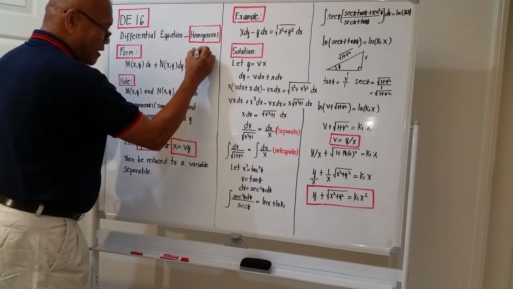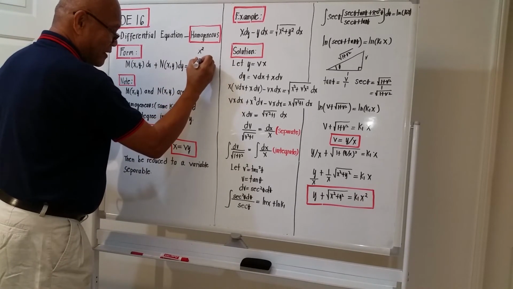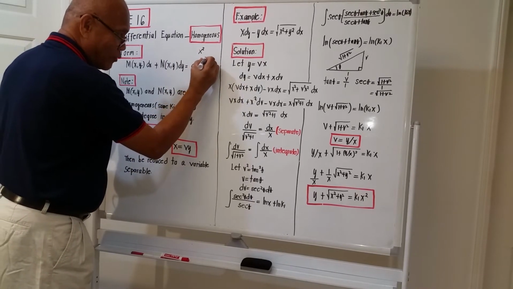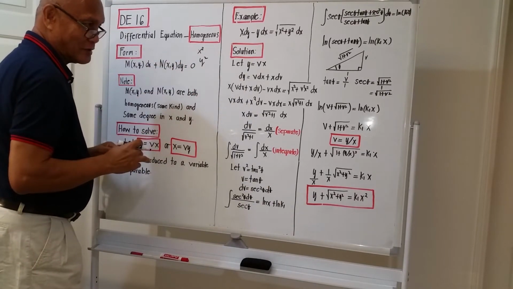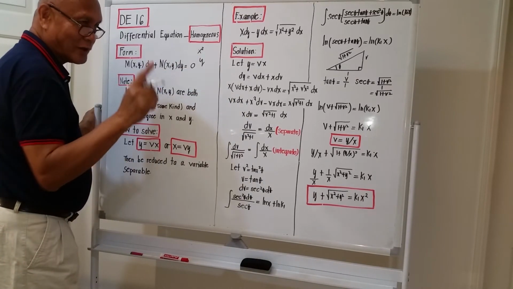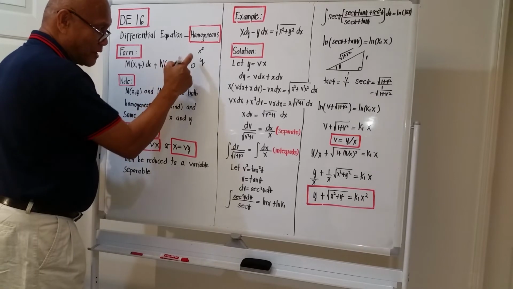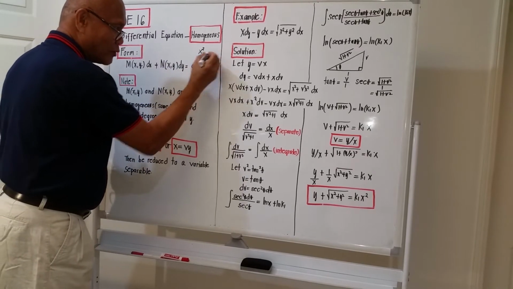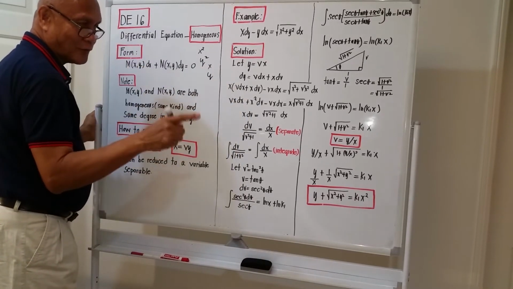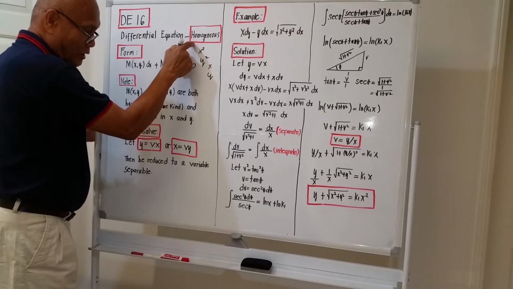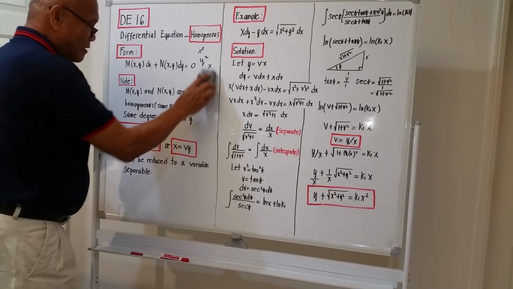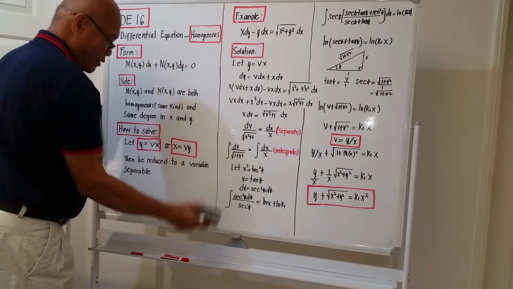It will not be that there is an x square and there is only a y here. If there is an x square, there should also be a y square for it to fall under homogeneous. It cannot be that there is an x square and there is no y square. It will not fall under homogeneous. So if there is an x square, there should also be a y square. If there is an x, there should also be a y for it to fall under homogeneous differential equation. That's the mark of a homogeneous differential equation.